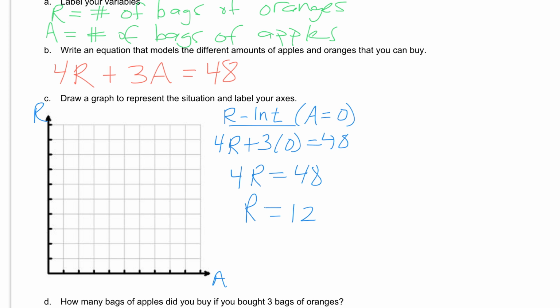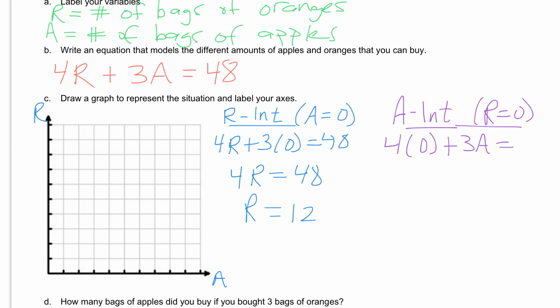Then what we want to do is find the A-intercept. So if we find the A-intercept, that means now R is equal to 0. So we get 4 times 0 plus 3A equal to 48. And since 4 times 0 is just 0, we're looking at 3A equal to 48. If we divide both sides by 3, we get A is equal to 16.